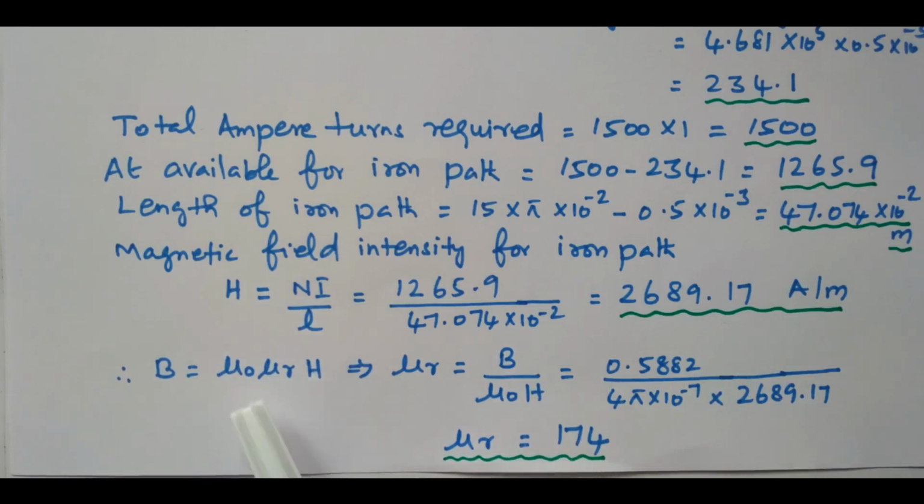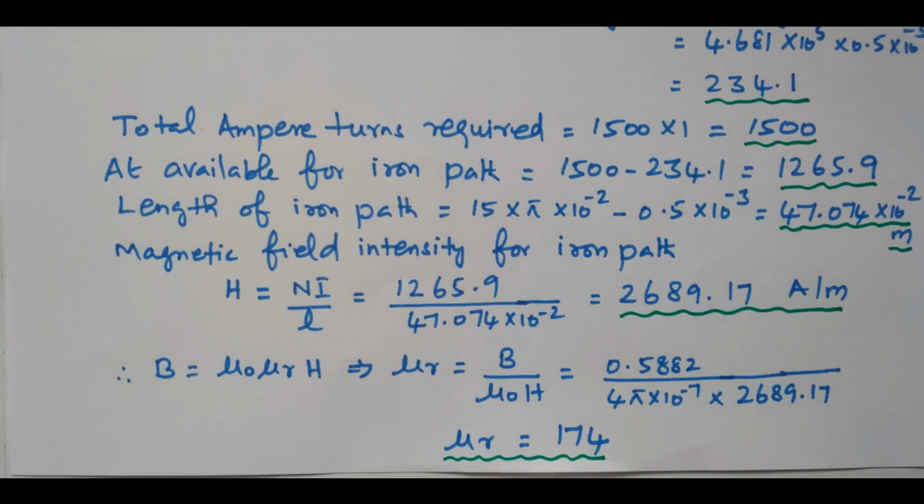From this H value, we can find the mu R value. B equal to mu H, mu naught mu R into H. From that, mu R equal to B divided by mu naught H. So mu naught and H are in the denominator. The B value we calculated is 0.5882. Divided by mu naught, which is constant, 4 pi into 10 to the power minus 7, and the H value we calculated here, 2689.17. By simplifying this, we got mu R, the relative permeability of the iron, as 174. Now we calculated the value.